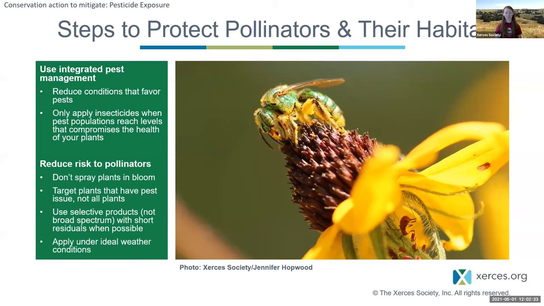And again, if you have to apply them, try not to spray while they're in bloom, right? Don't cause direct contact. Don't bring about indirect contact if a bee comes in a couple of hours after you've sprayed. And try and target only the plants that have the pest issue. Don't do preventative maintenance with pesticides, right? It's not useful in the long run to put pesticides out into the environment that aren't necessary. And use selective products, right? So choose things that aren't going to persist in the environment for a long time. And then, of course, read the label and apply them under ideal weather conditions. So don't spray them before it's going to rain and have all that pesticide just run off. Don't spray them in the wind when they're just going to drift away.